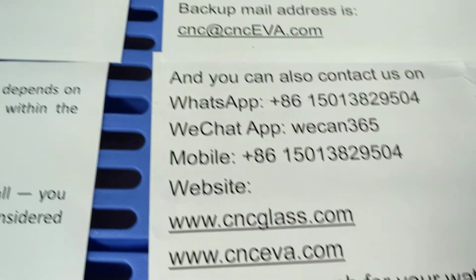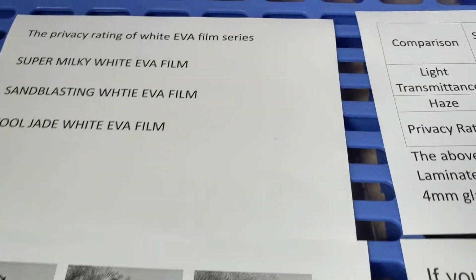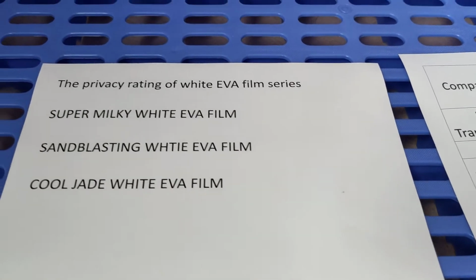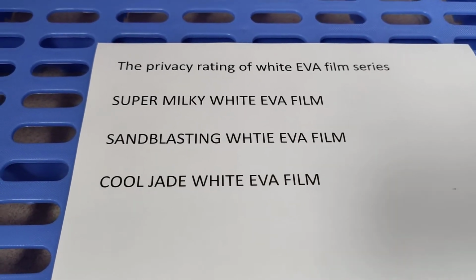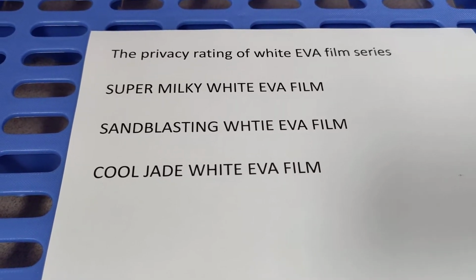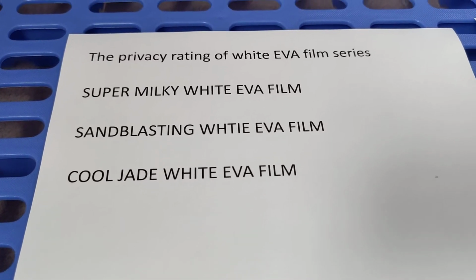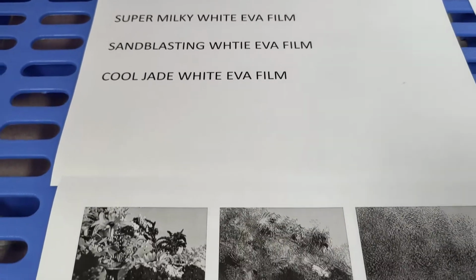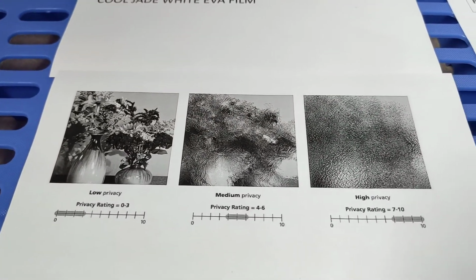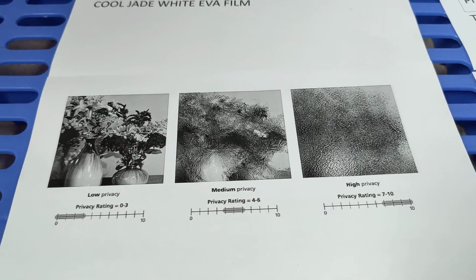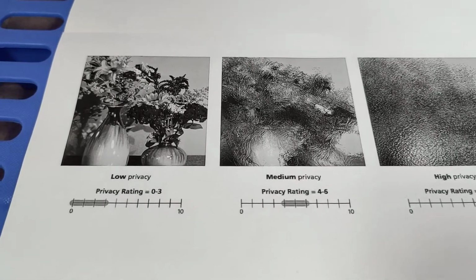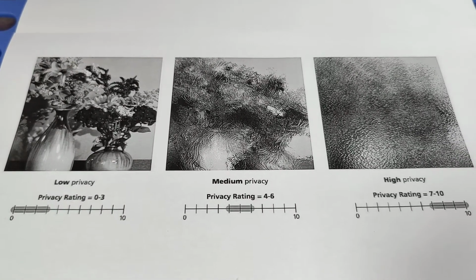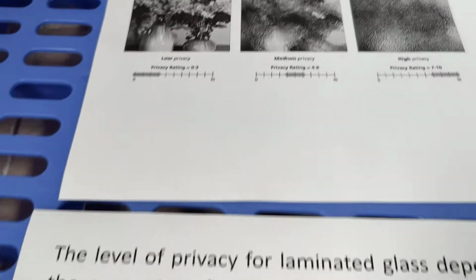Let's review one more time. Today we're talking about the privacy rating of the white EVAFORCE series. We have three types of white EVAFORCE: super milky white EVAFORCE, sandblasting white EVAFORCE, and cool jet white EVAFORCE. And here are three ranges of privacy: low privacy, medium privacy, and high privacy.